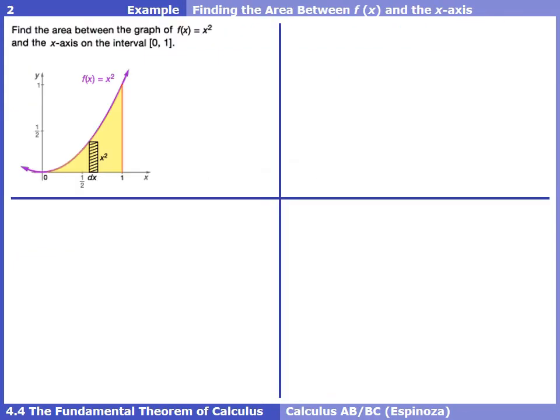Okay, let's take a look at another example, and unlike the last example, this one we can't use geometry to figure out since we're dealing with a curve, x squared. And we want to find the area under x squared and above the x-axis from 0 to 1. So the very first thing we need to do is set up an integral that represents that area. That's the concept that we figured out back in 4.3.